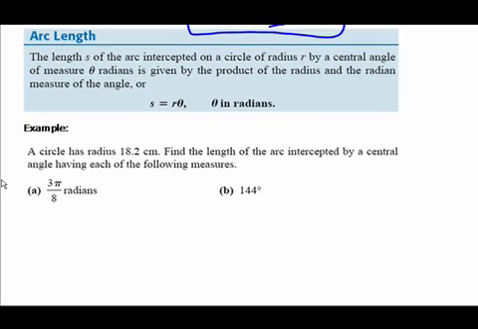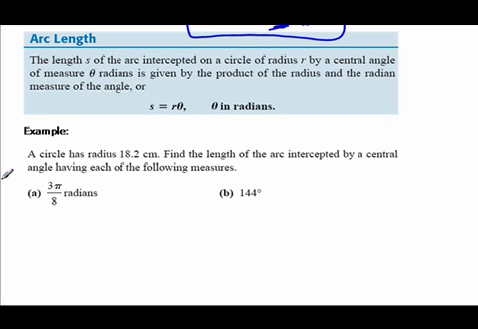So here are two examples. It says we have this circle that has a radius of 18.2 centimeters. Find the length of the arc intercepted by a central angle. And by the way, central angle means that the vertex of that angle is on the center of the circle, having each of the following measures. So A, they're giving you an angle that's already in radians. B, they're giving you an angle that's in degrees that you'd have to first change to radians.